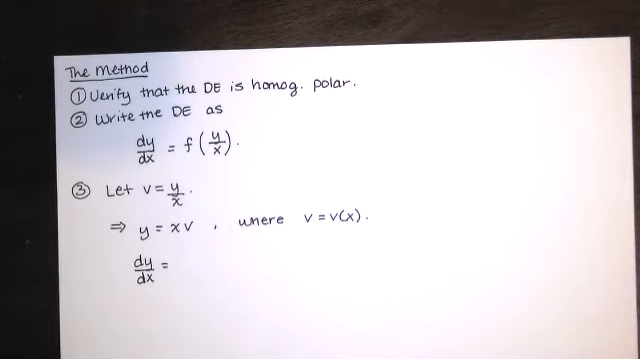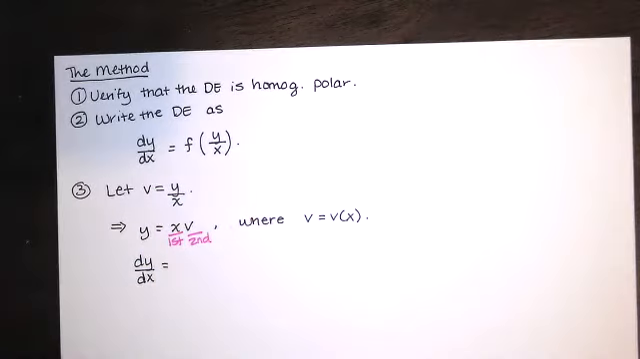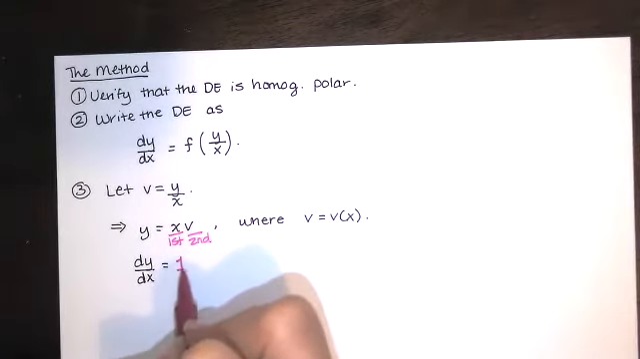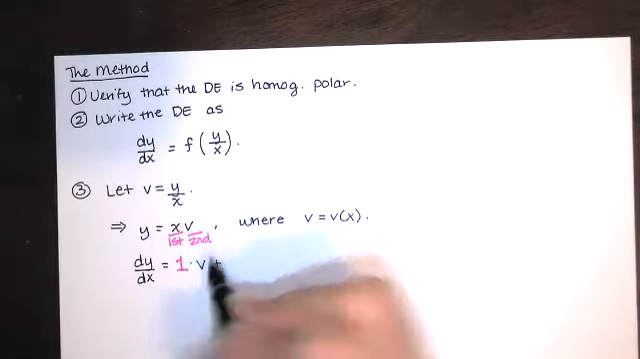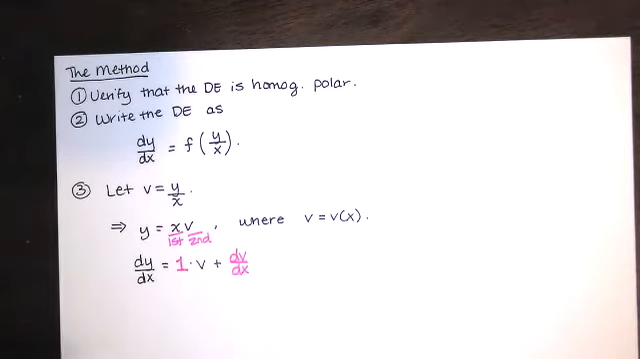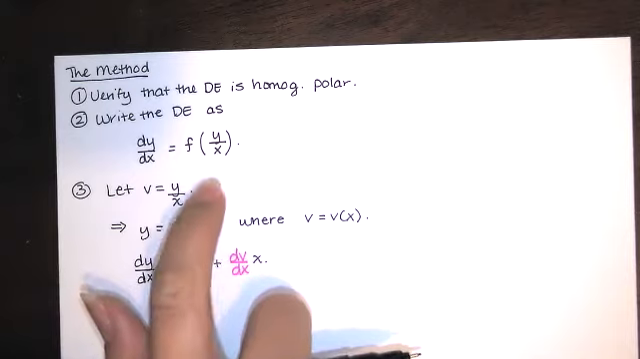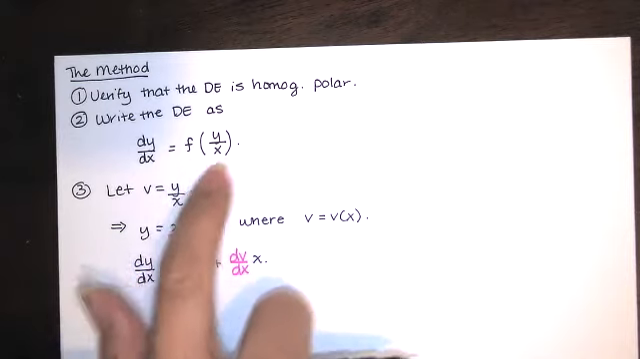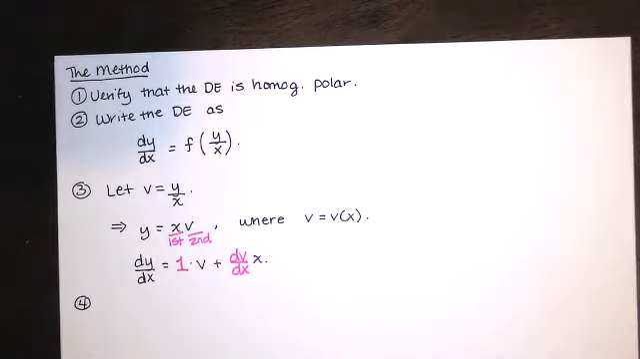And when I compute dy dx, I have to use the product rule. That's my first function, and that's my second function. So we're going to have, according to the product rule, derivative of the first with respect to x, which is 1, times the second, plus the derivative of the second with respect to x, which is dv dx, times the first, which is x. So you know what dy dx is in terms of v and x, it's that right here. And you know what the right-hand side is in terms of v. You're going to replace every y over x with v. And so then you're going to have a differential equation that is separable in terms of v and x.